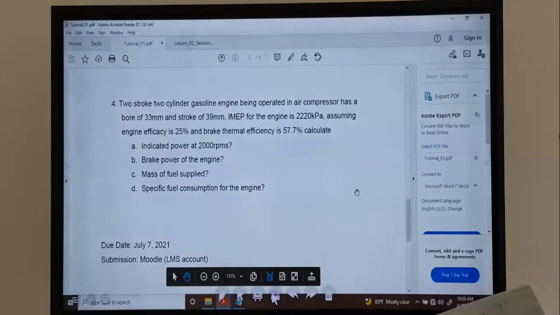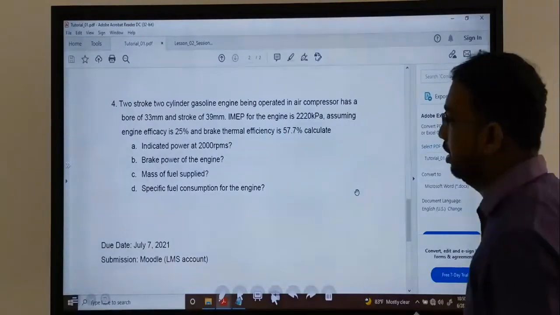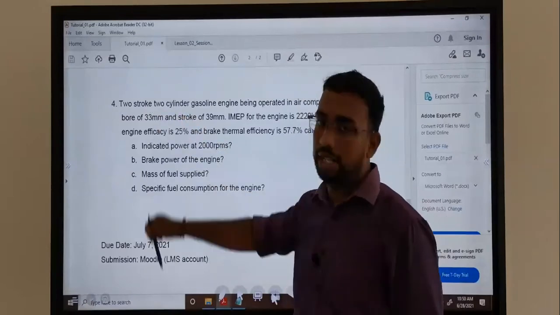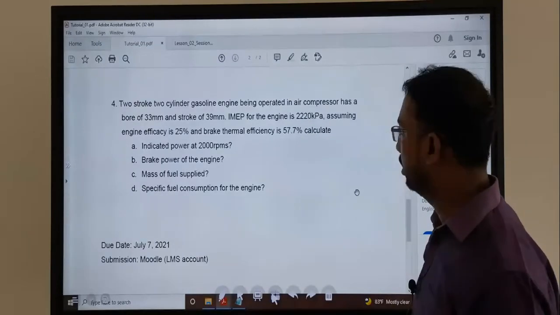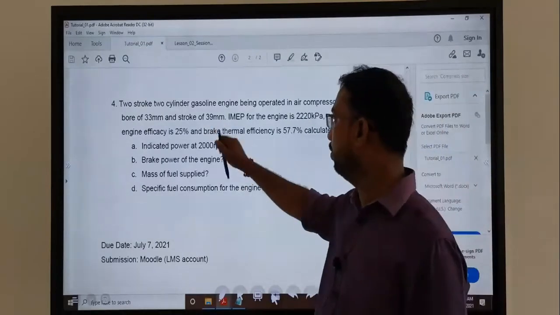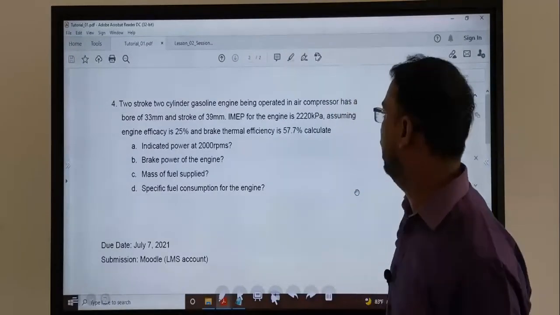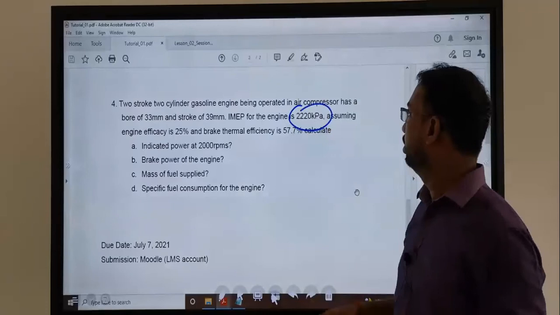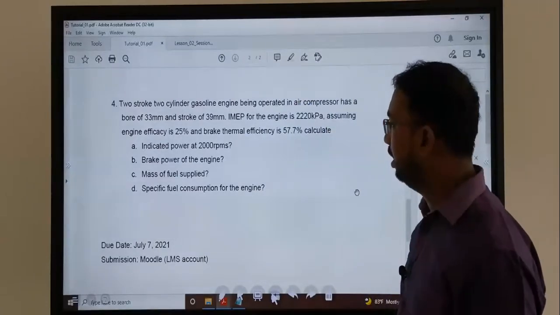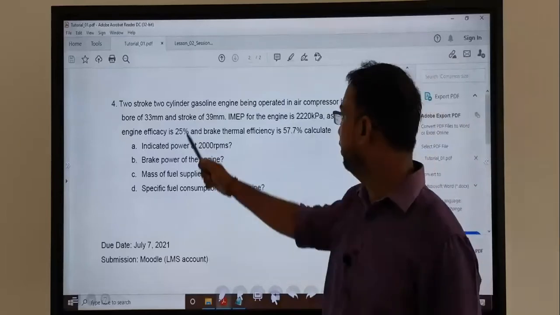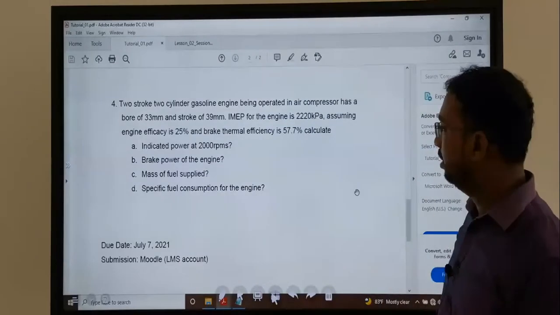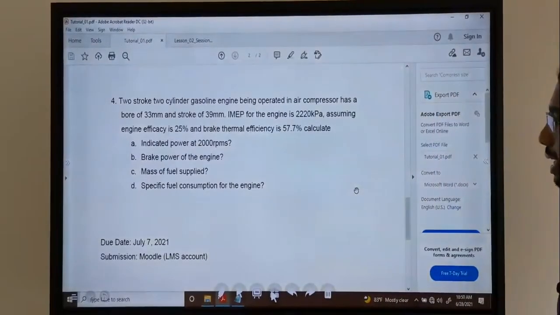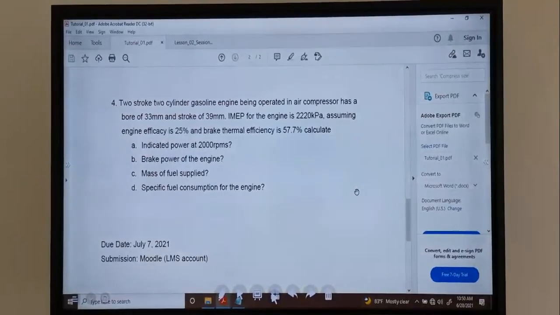So the fourth question is also the same one, but here the difference is that this is a two-stroke engine, so the K factor is changed. The bore and stroke values are also given. Indicator mean effective pressure is 2220 kilopascal, engine efficiency 25%, and brake thermal efficiency 57.7%. So first, the indicated power at 2000 RPM.